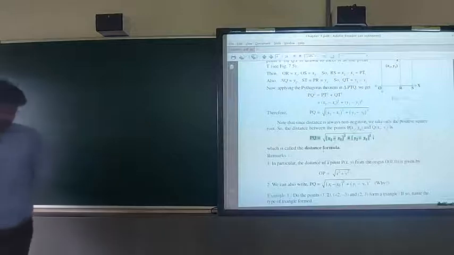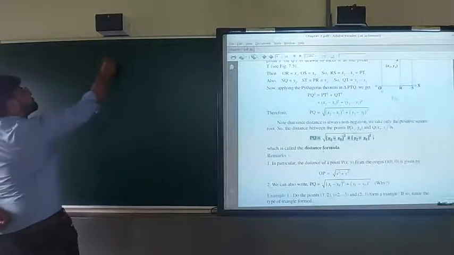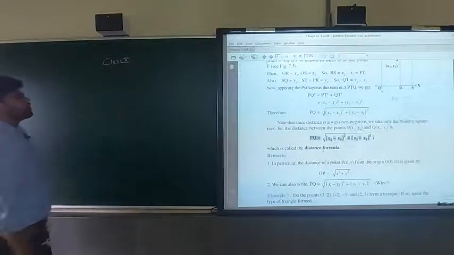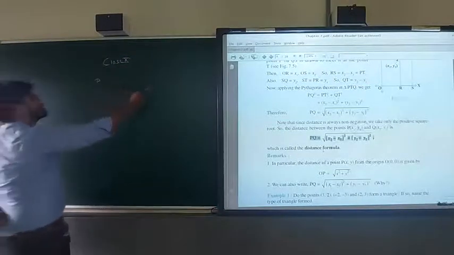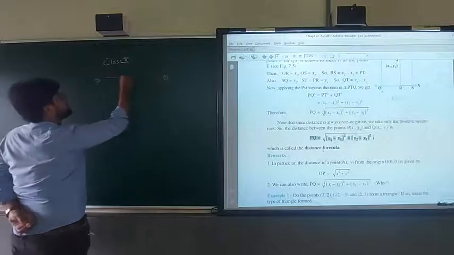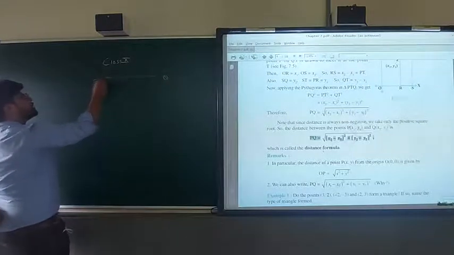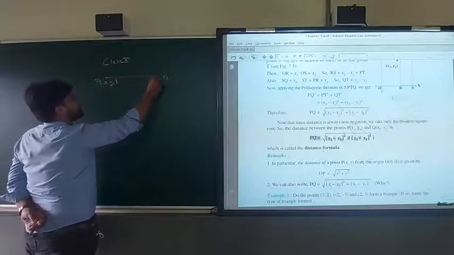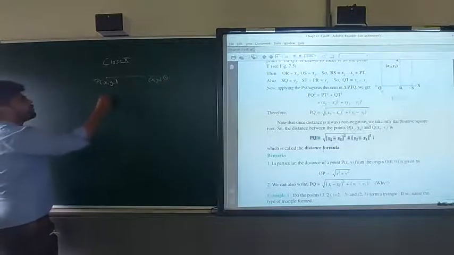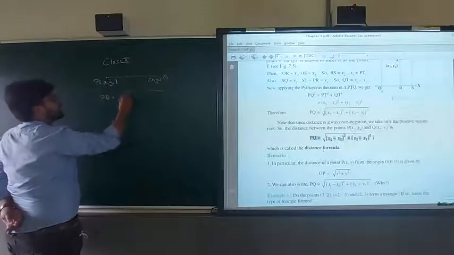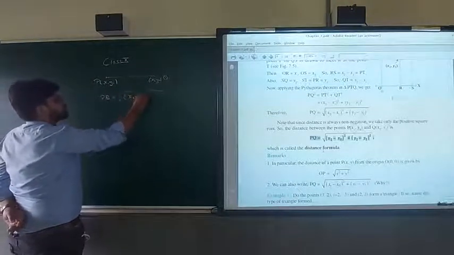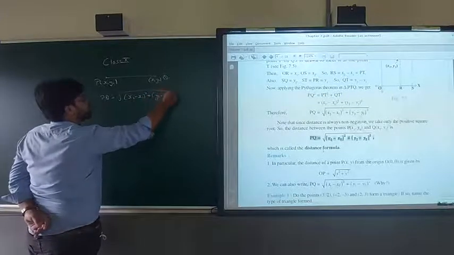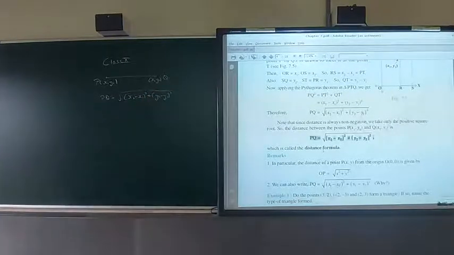I will draw here and tell you that. Now suppose I take P and Q, these 2 points. This will be the point x1 comma y1, and this will be the second point, x2 comma y2. Then the distance between PQ will be what? x2 minus x1 whole square plus y2 minus y1 whole square. This will be the formula.